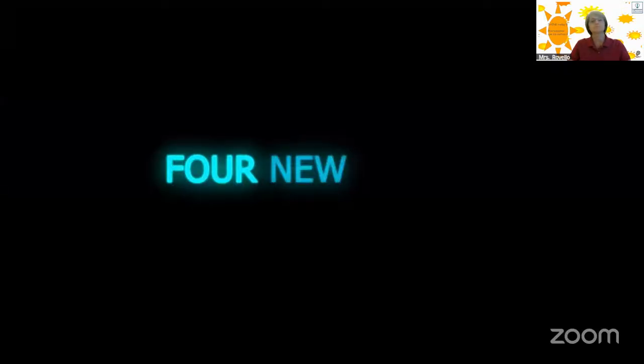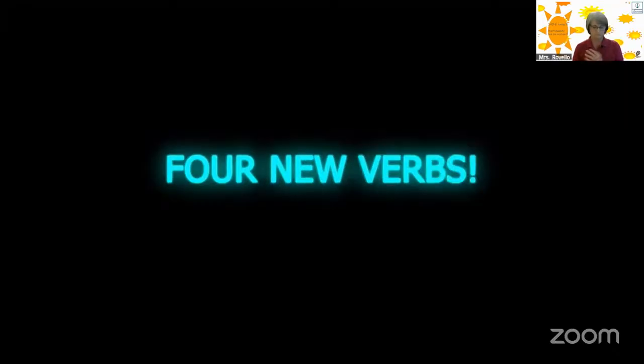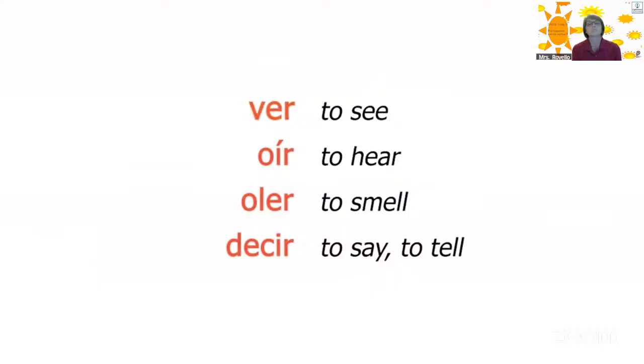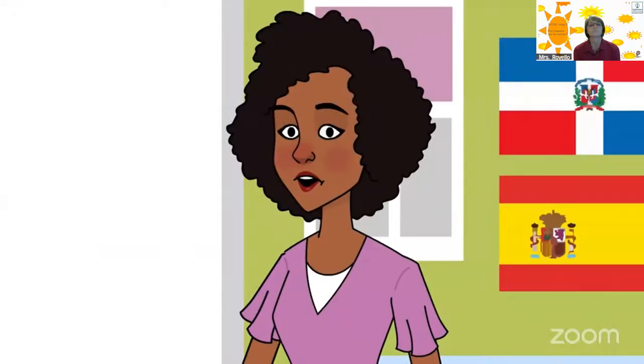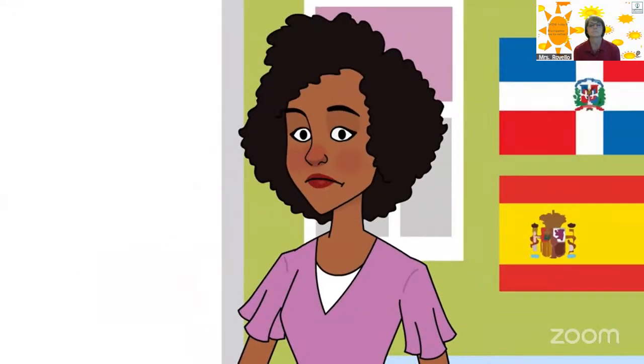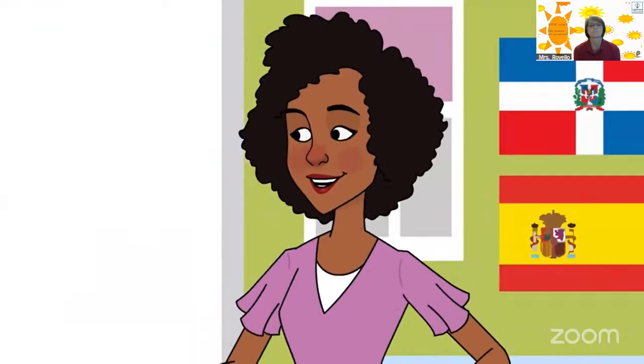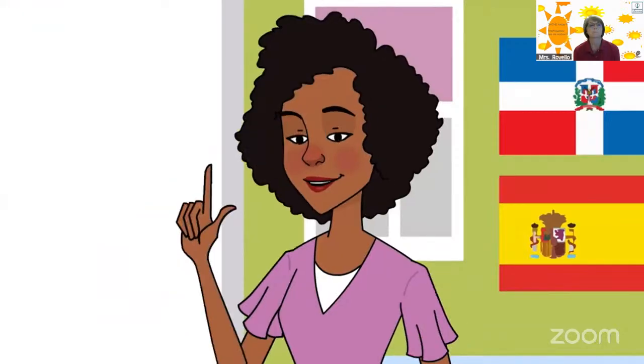Right now, we're going to review the present tense of 4 useful Spanish verbs that allow you to express things you do with your eyes, ears, nose, and mouth. Those verbs are ver, to see, oír, to hear, oler, to smell, and decir, to say or to tell. Now, I do have some kind of bad news. These 4 verbs have irregularities in the present tense, so they fall into the category of verbs you'll have to learn by memory.